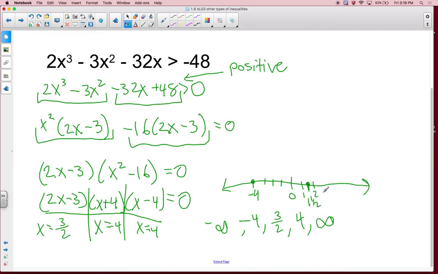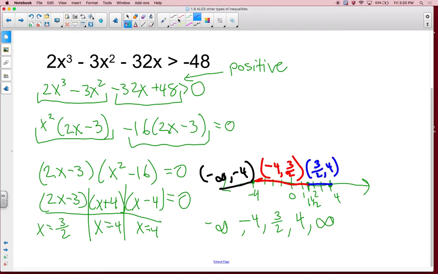Because 3 over 2 is 1.5. Here's my 4. Alright. So, when we're looking at this, we want to see whether it's in this part here, which is going to be from negative infinity to negative 4. That will be a test interval. The next one will be from negative 4 to 3 over 2, or 1.5.